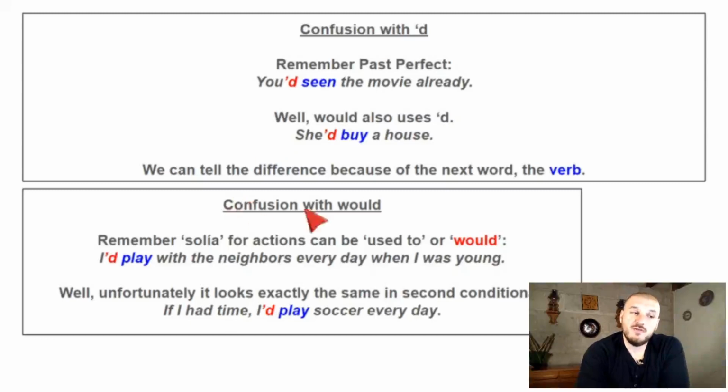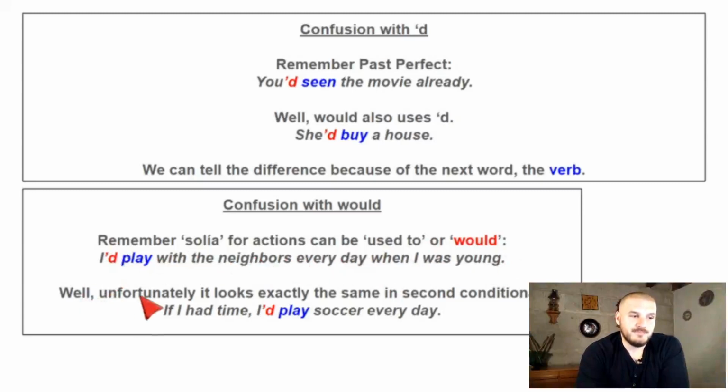There's also some confusion with would. So if you remember in class number 3 or 4, we talked about solía. I think it's 3. Class number 3 of intermediate. Solía for actions can be used to or would. You remember? Yo solía ir al parque. I would go to the park with my friends. Cuando era joven, when I was younger. So that can be used for past repeated actions. I would play with the neighbors every day when I was young. Solía jugar con los vecinos todos los días cuando era joven.